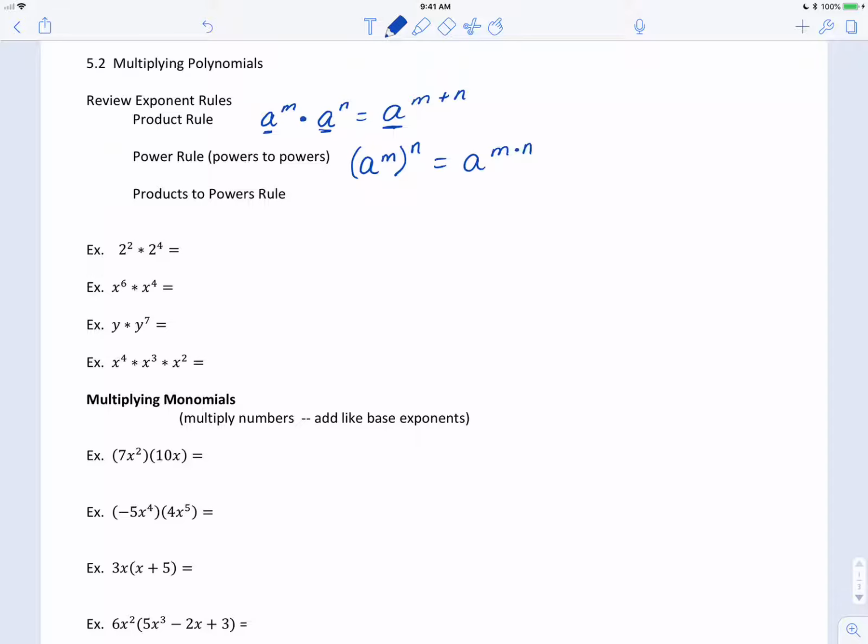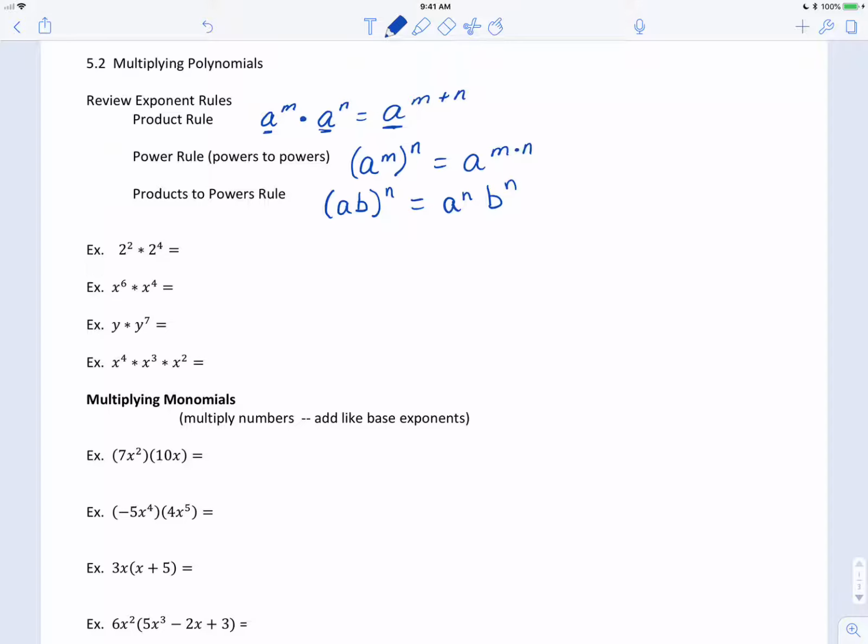So then our product to power rule, just remember if anything is inside parentheses and it is brought to a power, that means everything inside those parentheses is brought to that power. And so those are the three that we probably will be using most today.